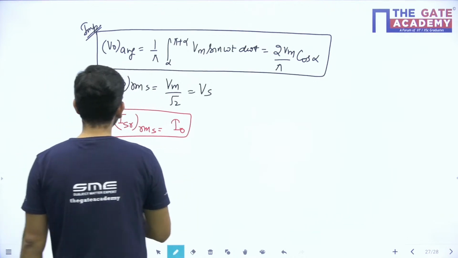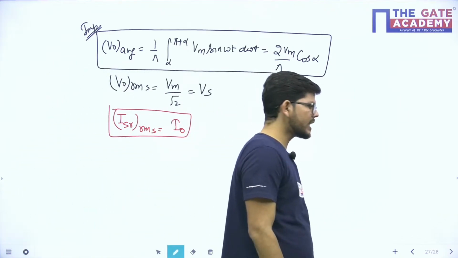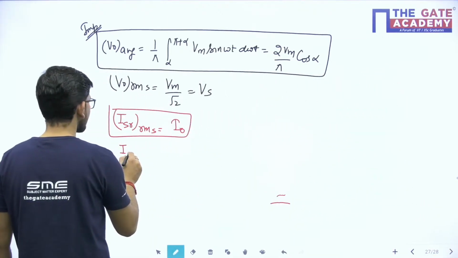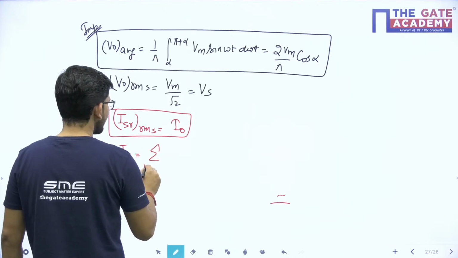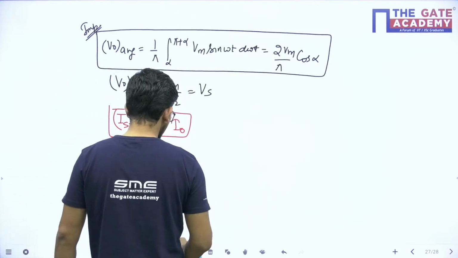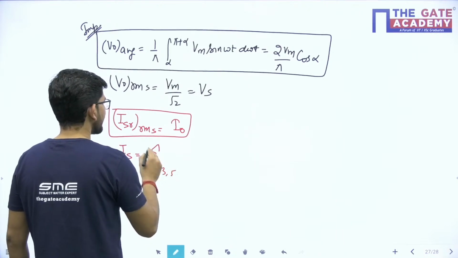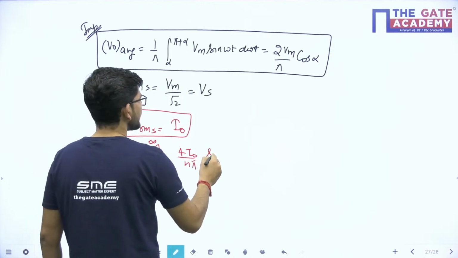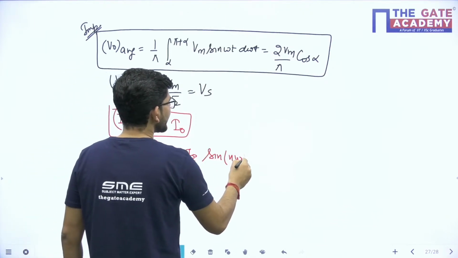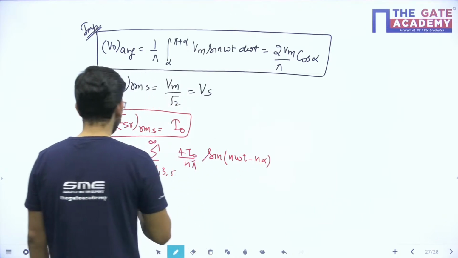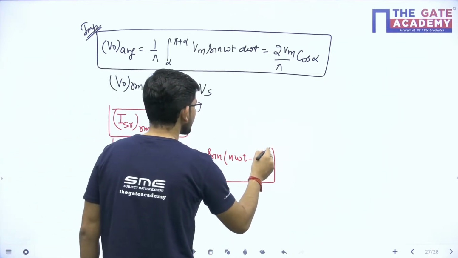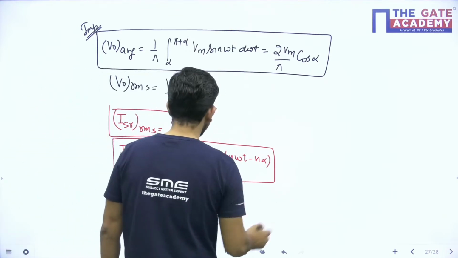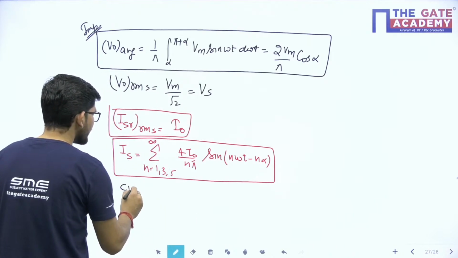Now if we write the Fourier series expansion of the source current, then what you will get? The Fourier series expansion of source current, for n equals 1, 3, 5 to infinity, is equal to 4 I naught upon n pi sin(n omega t minus n alpha). So this is the Fourier series expansion of this source current waveform. Okay. Now after that we will define a term which is known as the current distortion factor.